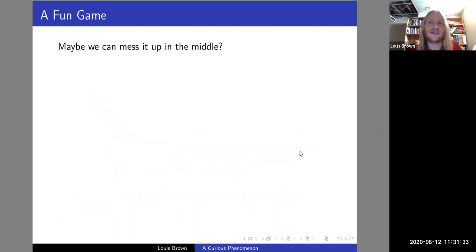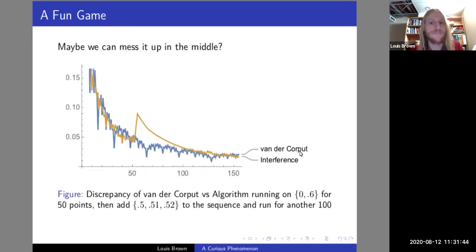But what if we try to mess it up in the middle? What if we let this algorithm run for a while and then throw in some points that are all close to each other so that the discrepancy will shoot up? So here we're going to run the algorithm on 0.6 for 50 points. Then we add 0.5, 0.51, and 0.52. So these are all packed around 1/2, and the discrepancy shoots up.